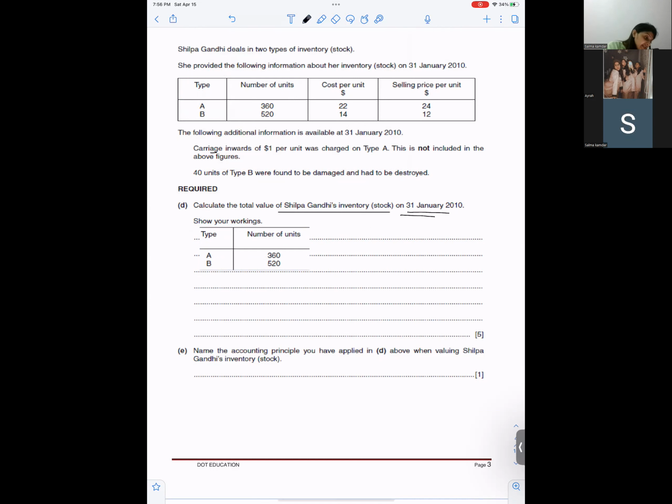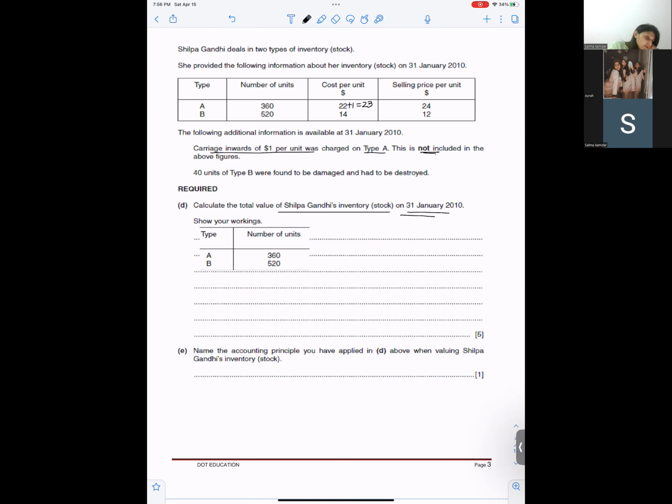Carriage inward is $1 on type A units. So the cost per unit of type A will become how much? 23, because carriage inward is added. Selling expenses are subtracted, but this is not included in the above figure.